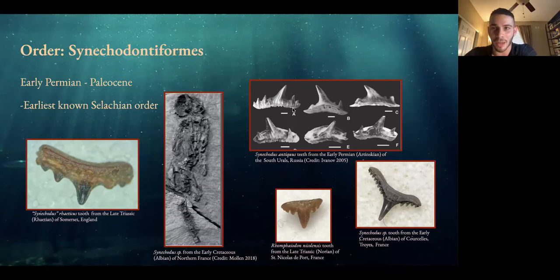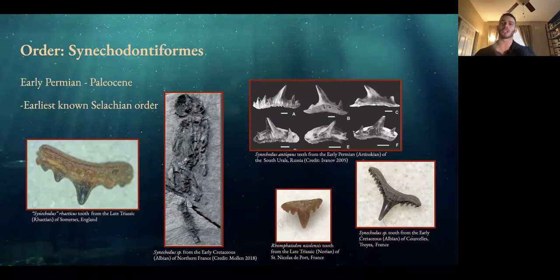And note on the labial side, so the side of the tooth that faces outwards in the jaw. So the display side that most collectors tend to put their teeth in is the lingual side, but this is actually the back of the tooth. So the front of the tooth right here, you can see these nutrient grooves along the basal side of the root. And this is a unique trait that is amongst synechodontiforms as well as some other enigmatic sharks that we'll get into later. But synechodontiforms are somewhat of a mystery.